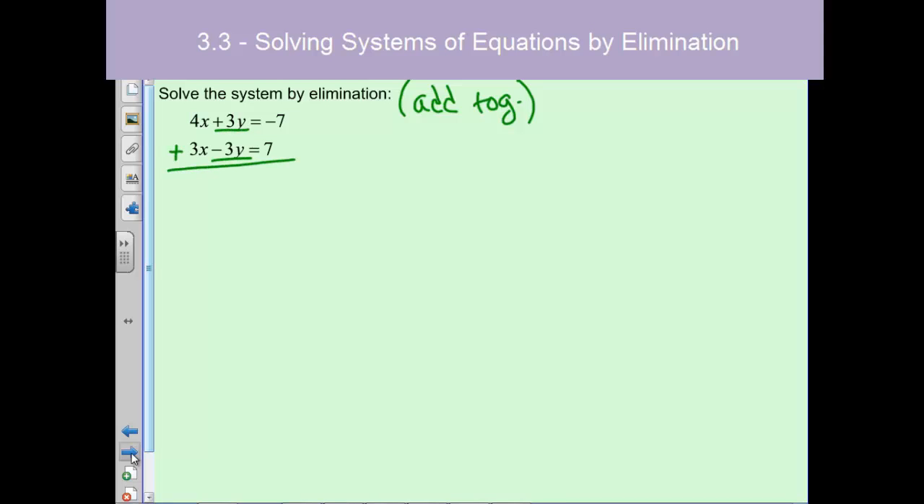When we add these two equations together, we'll have 7x, 0y's here, and negative 7 plus 7 is also 0. Solving this for x, we'll get our x is 0.